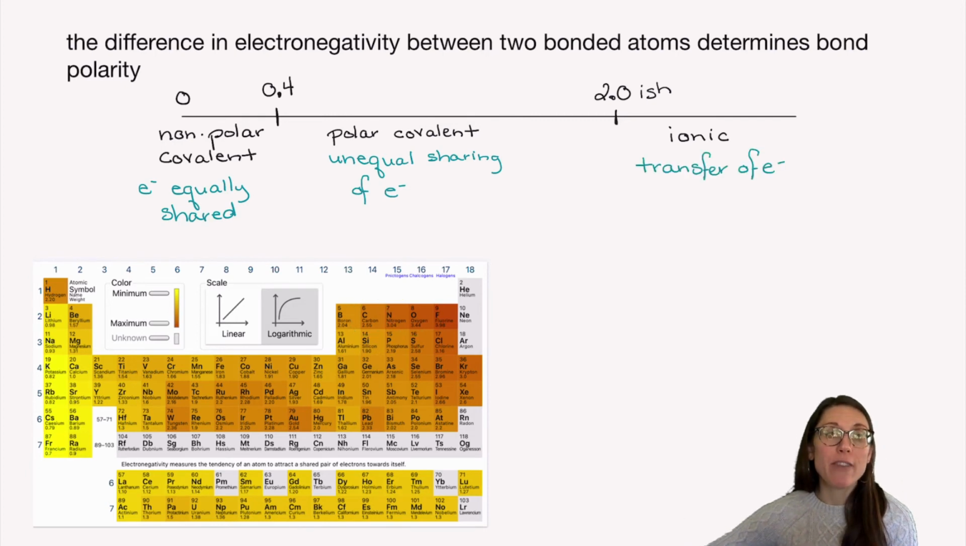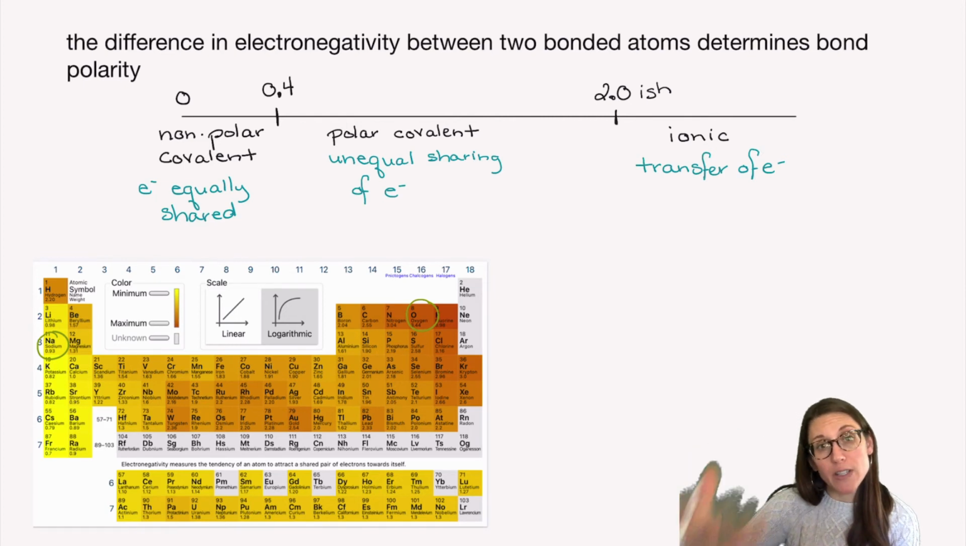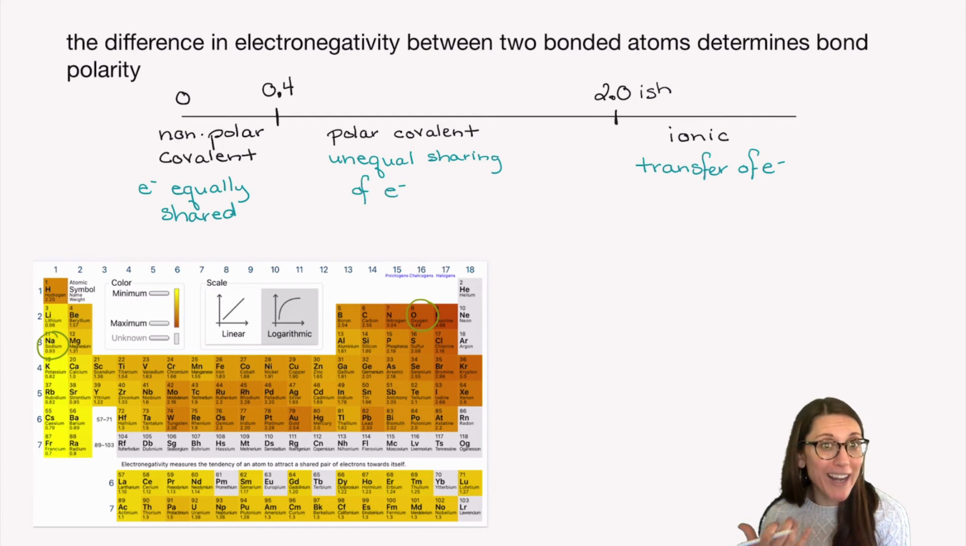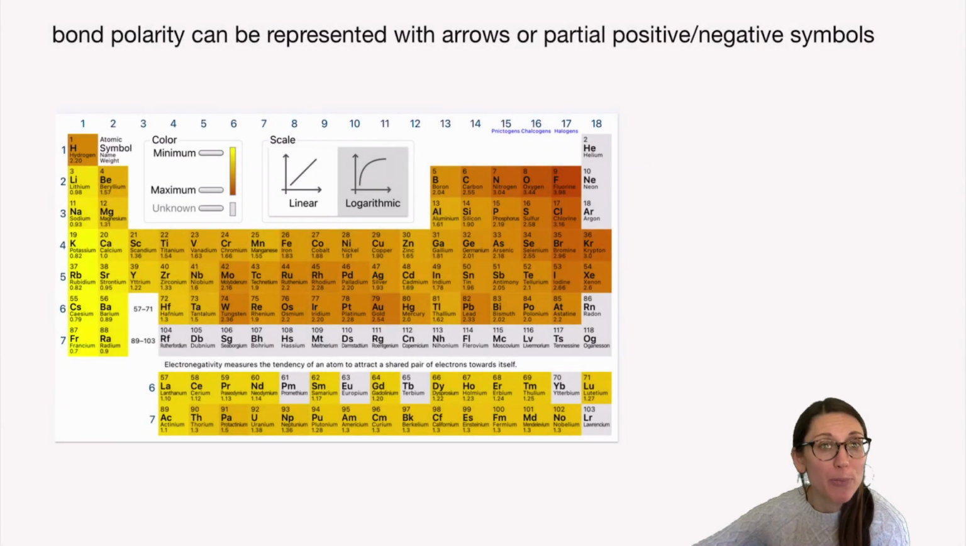An example of elements that would form an ionic bond would be something like oxygen and sodium. The difference in electronegativity here is 2.51. And so the oxygen is much more electronegative and will actually take the electrons away from the sodium, forming an anion and leaving behind a sodium cation. Now, bond polarity can be represented with arrows and with partial positive and negative symbols.